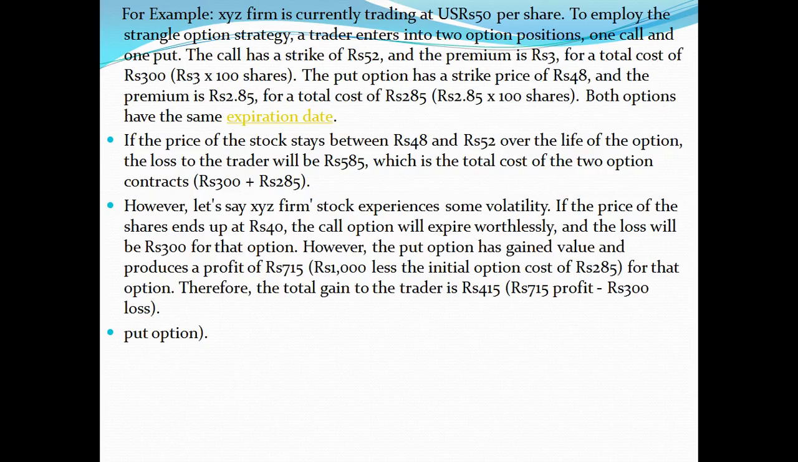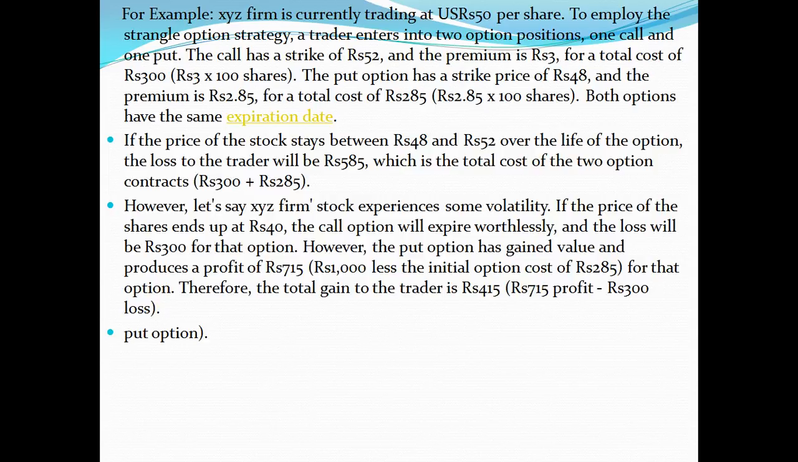So let's go ahead with an example of this. Let's say XYZ firm is trading at 50 rupees per share. To apply the strangle strategy, a trader enters into an option position, one call and one put. The call has a strike price of 52 and the premium is 3 rupees. The total cost is 3 into 100 shares, which is 300 rupees. The put has a strike of 48 rupees and a premium of 2.85. The total cost is 285 rupees. Both options have the same expiry date.